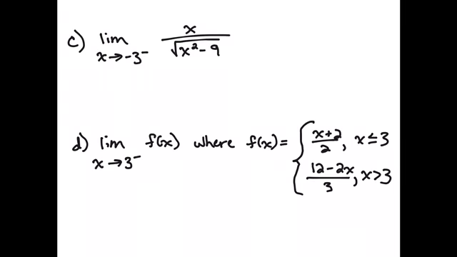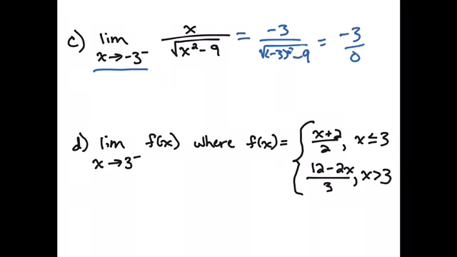Okay, on this one, the limit as x approaches -3 from the left. Well, if we do direct substitution here, I'm going to get -3 over the square root of -3 squared minus 9. Stop. Is -3 over 0. What do we say? Does not exist. Does not exist.